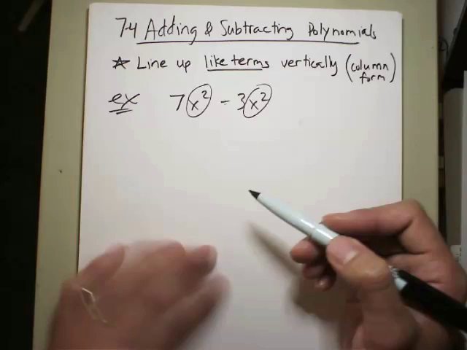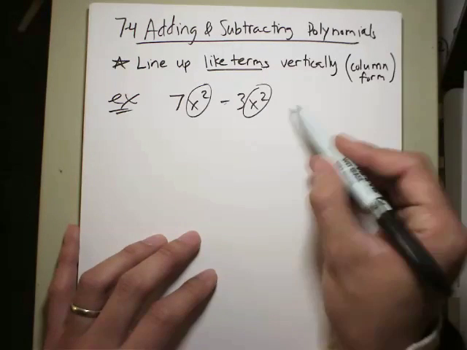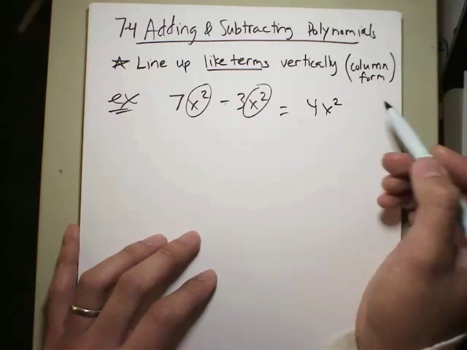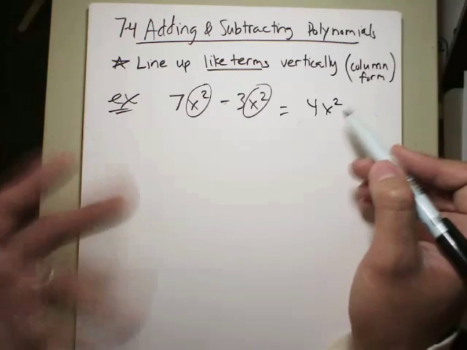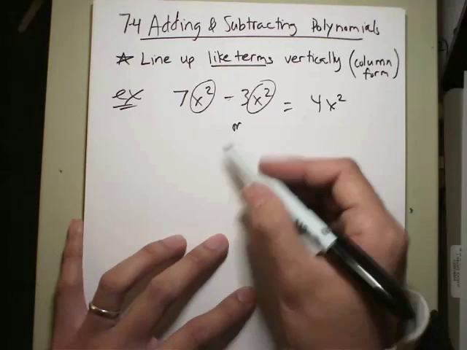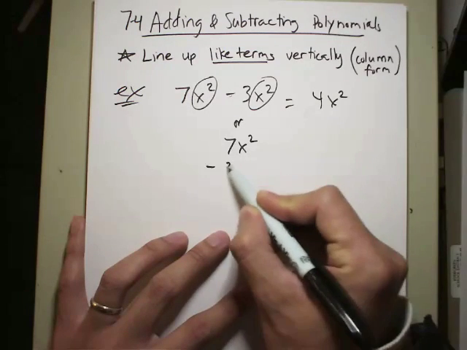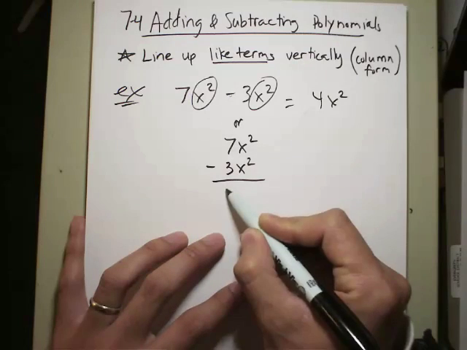Now this is easy enough that you can just see, oh, you have 7x squared minus 3x squared, then you have 4x squared left. Just like 4b minus 3b, I have 1b left. But I want you to get used to the idea of lining it up vertically. 7x squared minus 3x squared. 7 minus 3 is 4.